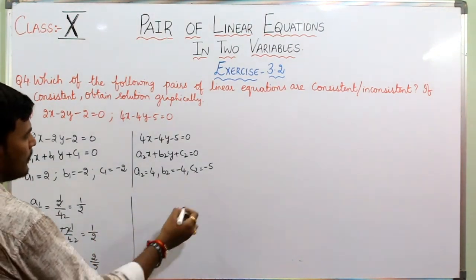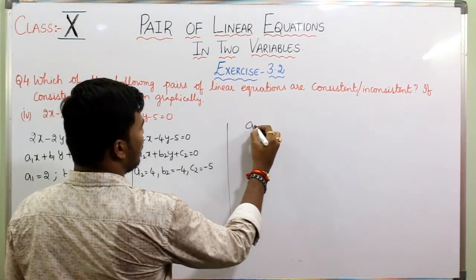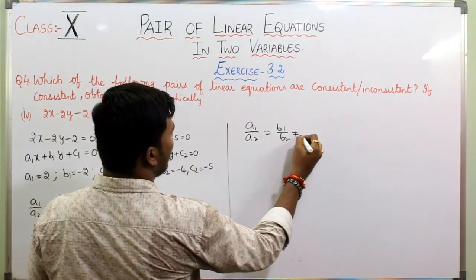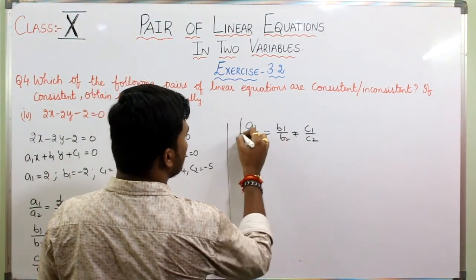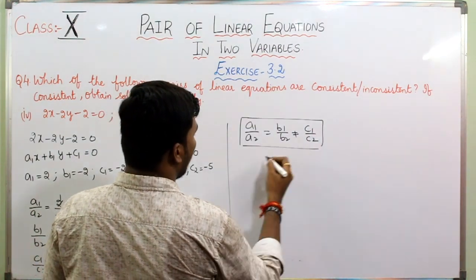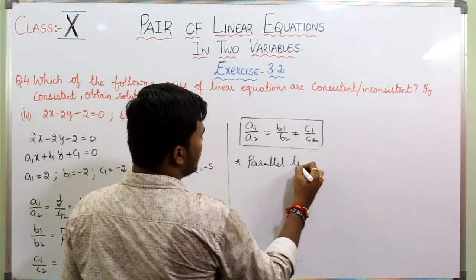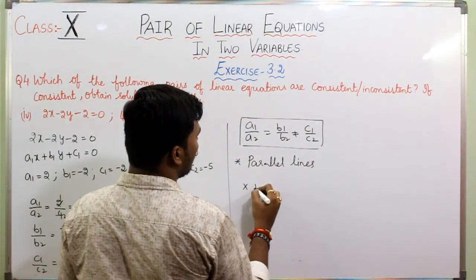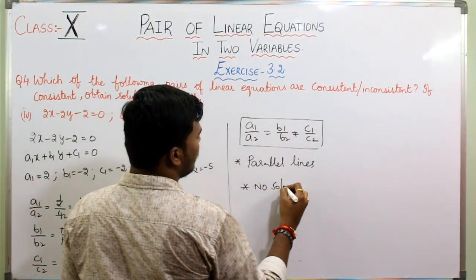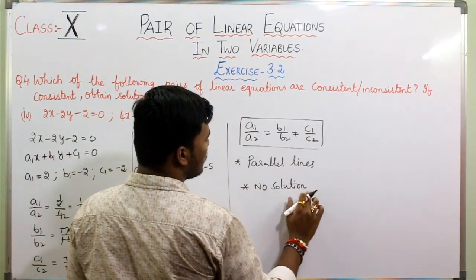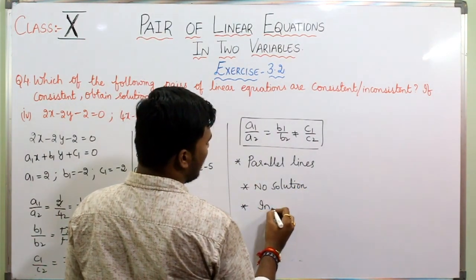So here what we got is a1 by a2 is equal to b1 by b2 but not equal to c1 by c2. So therefore they are forming parallel lines. As they are parallel lines, they will have no solution. Parallel lines will not have any solution. So no solution. So therefore what type of lines are they? Inconsistent.